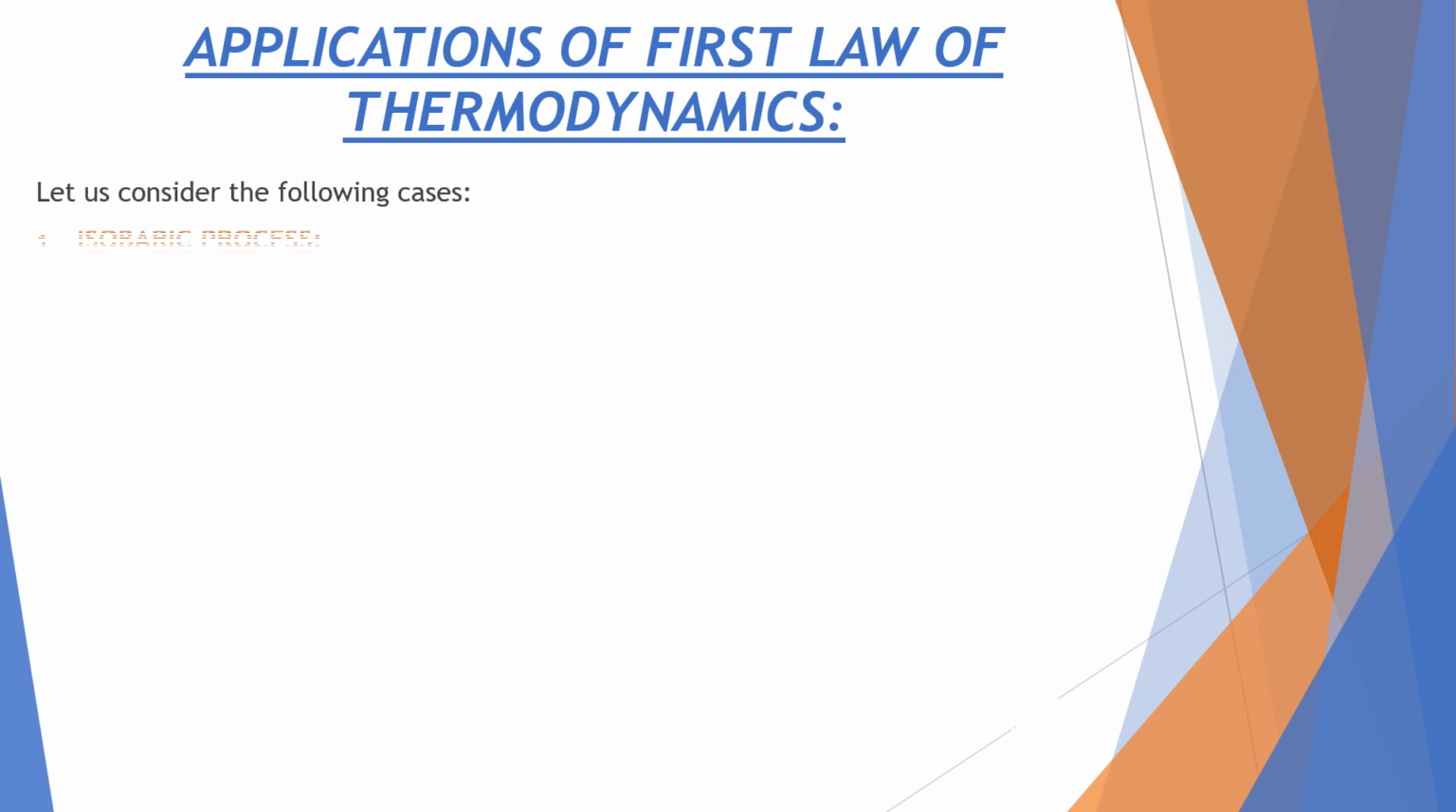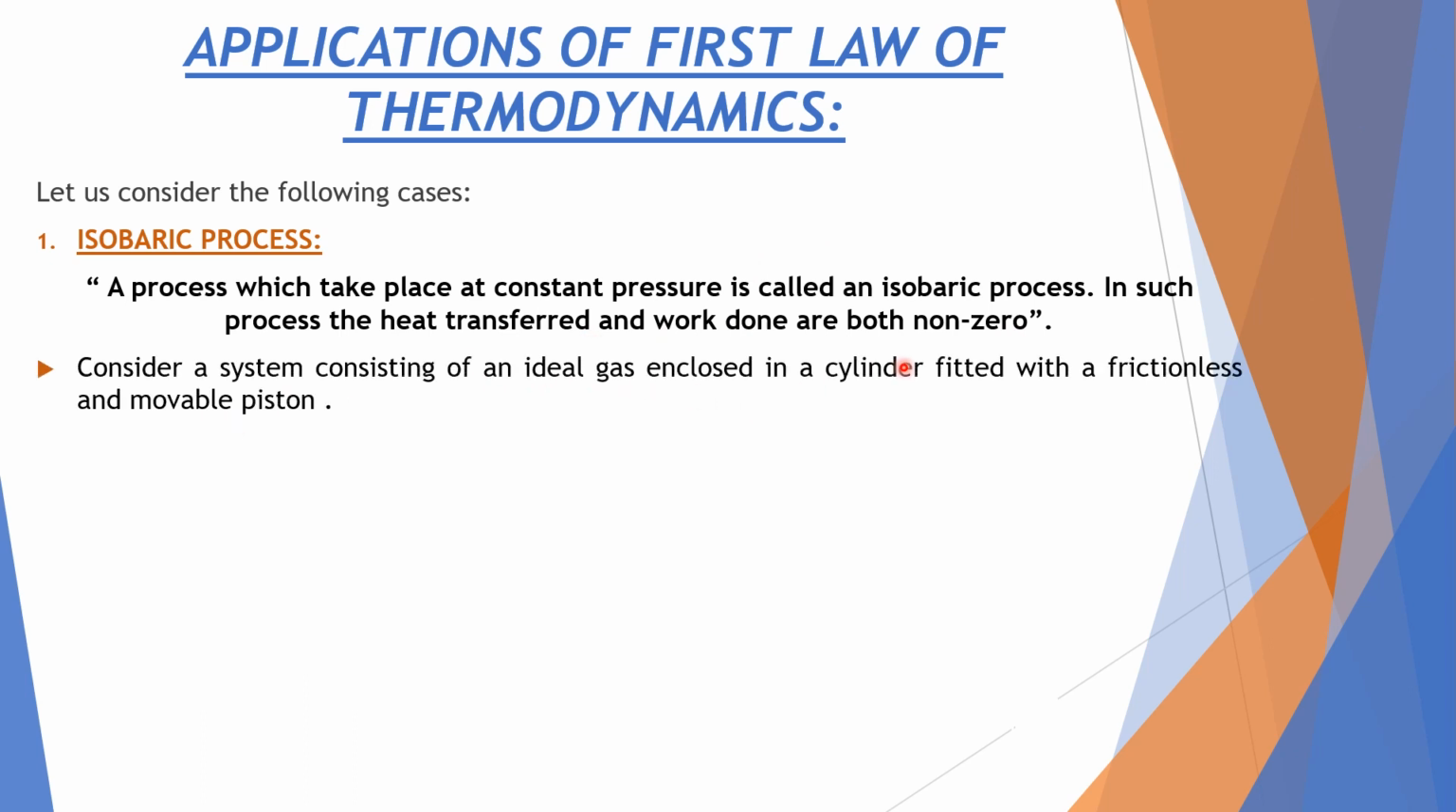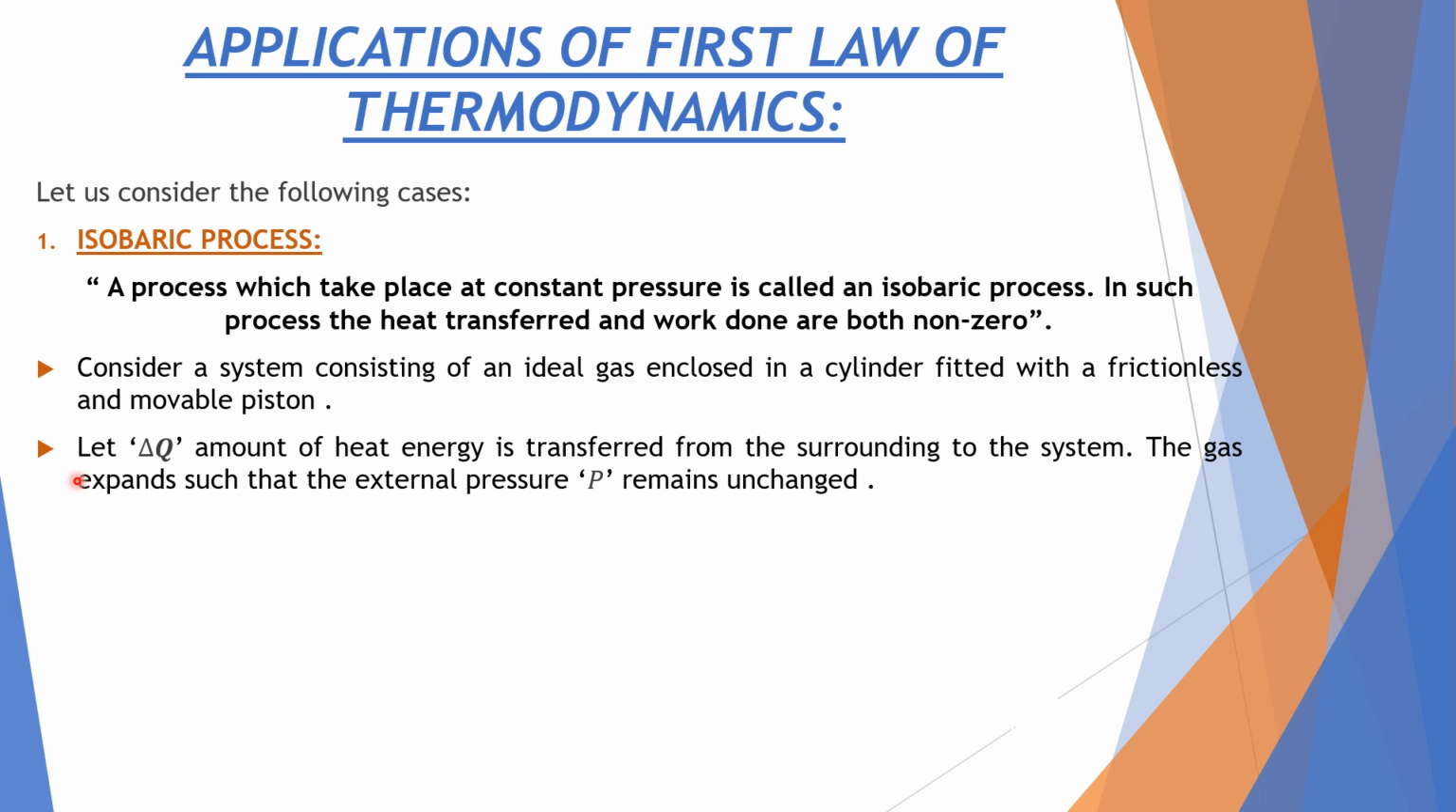So let's start with the first application, that is the isobaric process, which is a process that takes place at constant pressure. In such a process, heat transferred and work done are both non-zero. Now consider a system consisting of an ideal gas enclosed in a cylinder fitted with a frictionless and movable piston. Let delta Q amount of heat energy be transferred from surrounding to the system. The gas expands such that the external pressure P remains unchanged.